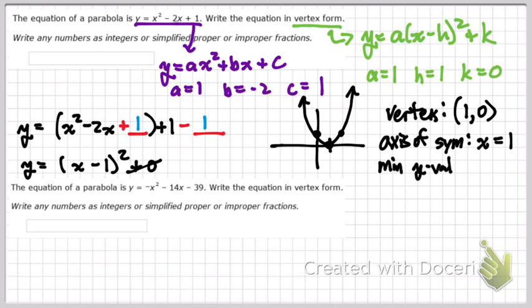And then we have the minimum y value. In this one, we have a minimum y value. We don't have a maximum y value, and that's because the parabola opens upwards. And that's going to be 0.